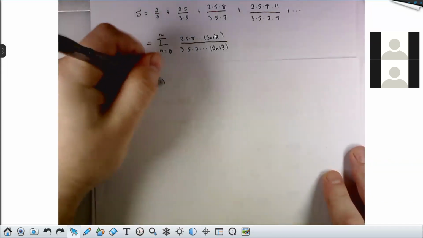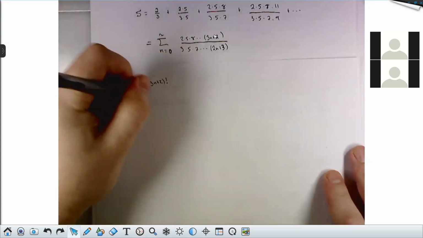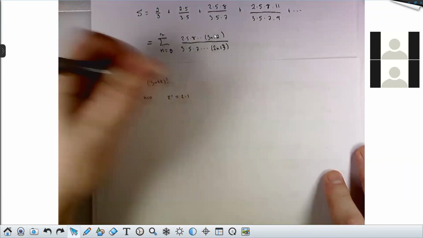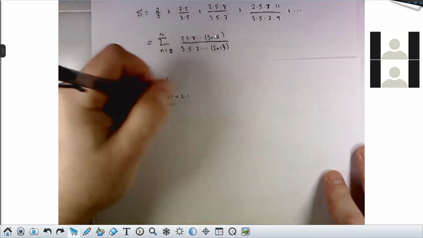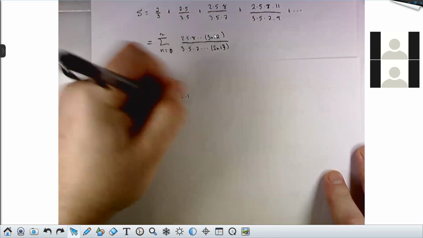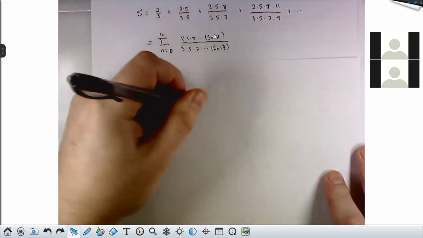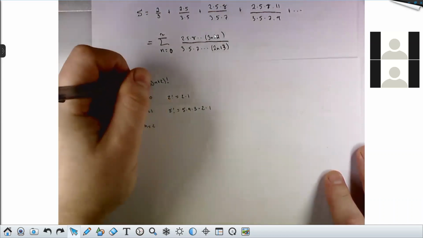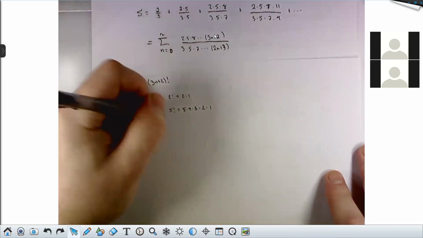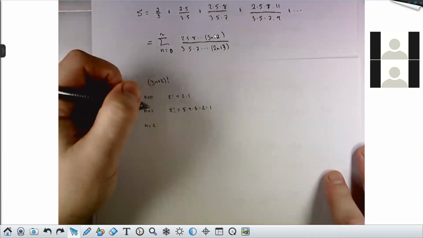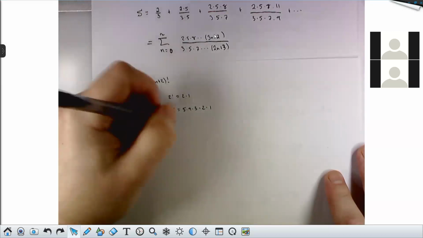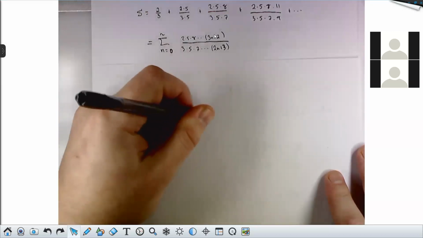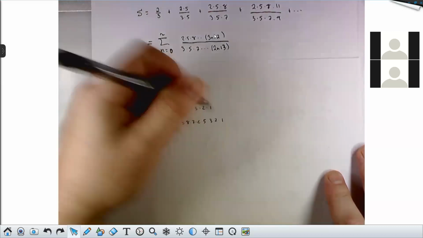So (3n plus 2) factorial, when n is equal to 0, this would just be 2 factorial, which is 2 times 1. When n is equal to 1, this would be 5 factorial, which is 5 times 4 times 3 times 2 times 1. When n is equal to 2, this would be 3 times 2 is 6 plus 2 is 8 factorial, which is 8 times 7 times 6 times 5 times 4 times 3 times 2 times 1.